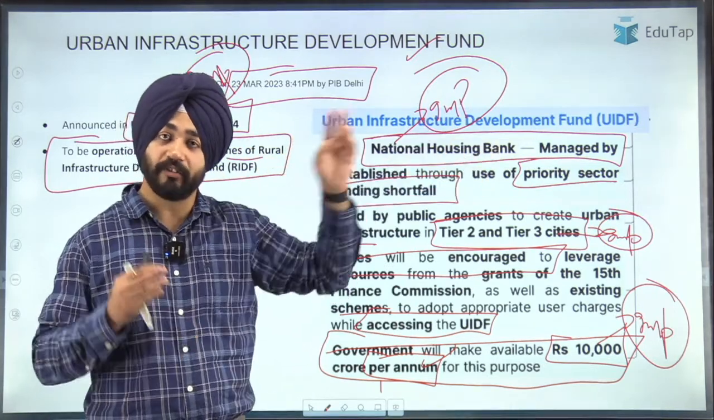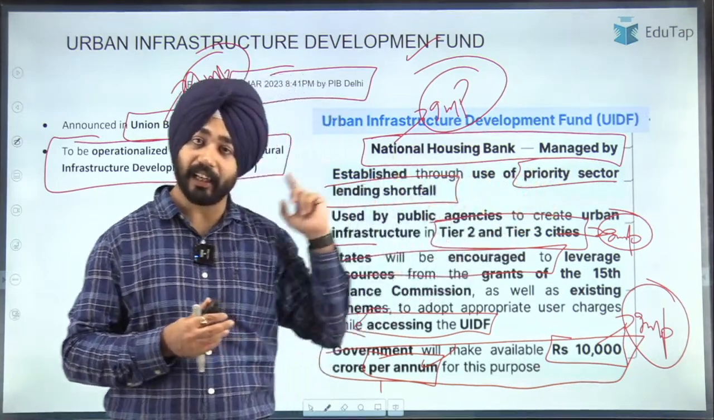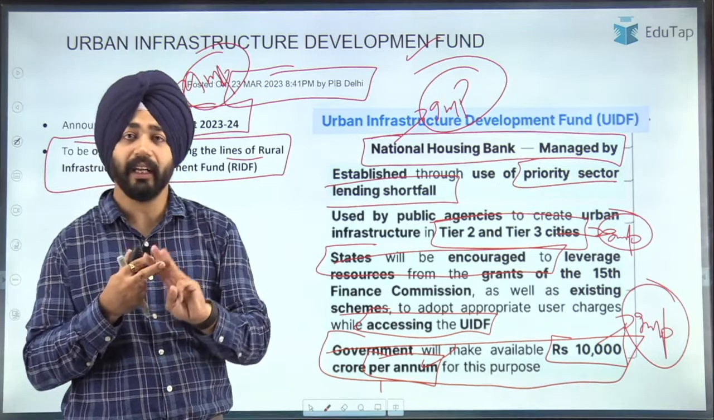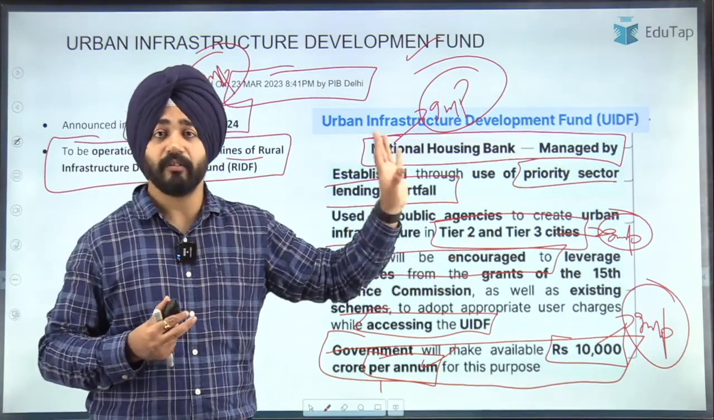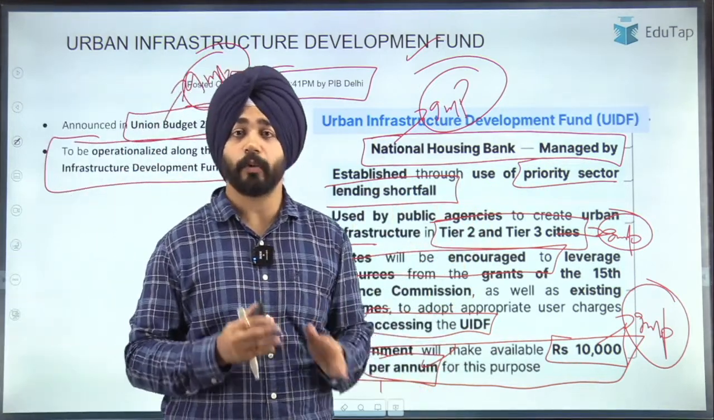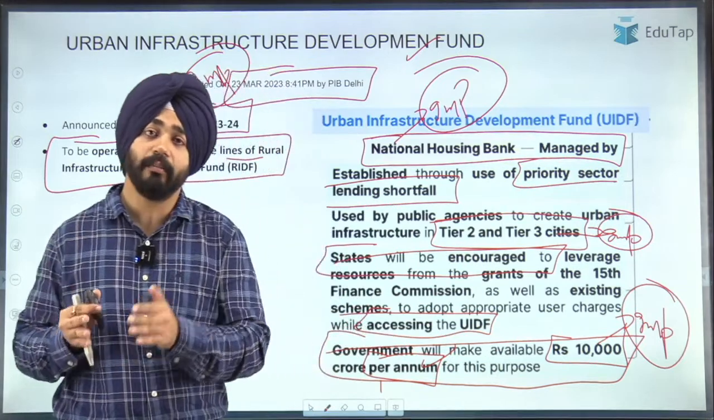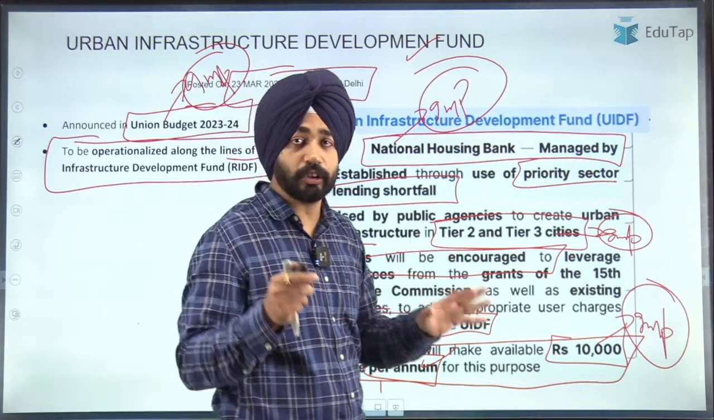Where will it be established from? The fund will be established by using the priority sector lending shortfall. Third, it will be implemented in tier 2 and tier 3 cities. State governments will be promoted here, and the next important thing is that the central government will be providing rupees 10,000 crore per annum for the establishment of the Urban Infrastructure Development Fund. So this is all about UIDF, guys.